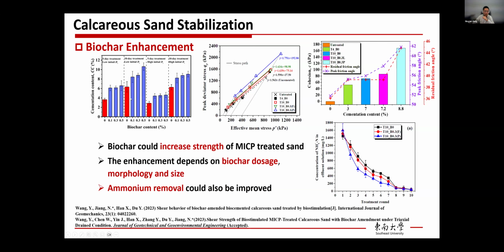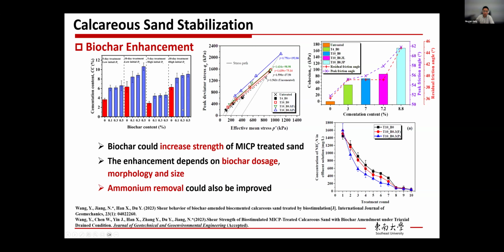So the first graph shows the cementation content versus biochar content. In 4 separate cases, higher biochar content corresponds to higher cementation content. So it means that biochar can help improve cementation. So that's good news for us.